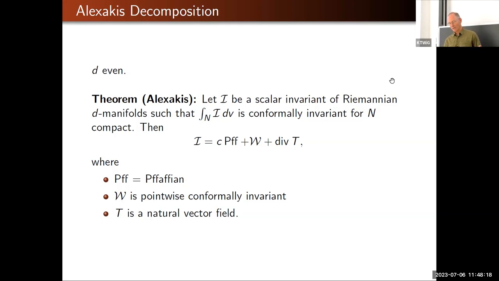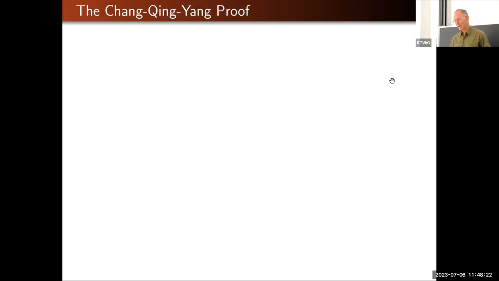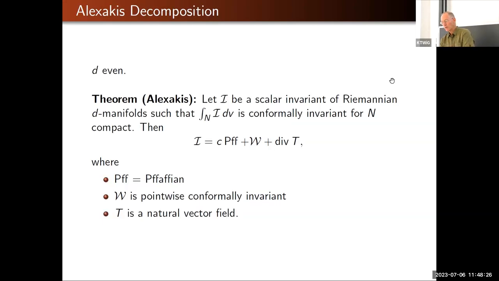Okay, those are the three ingredients. So now let me show you how you put them together. This is very clever. It's a characterization. Suppose that you have some formula, a scalar thing you construct by writing down the covariant derivatives of curvature and contracting everything. Suppose that this thing has the property that its integral is conformally invariant on any compact manifold.